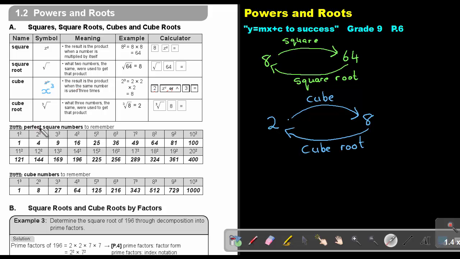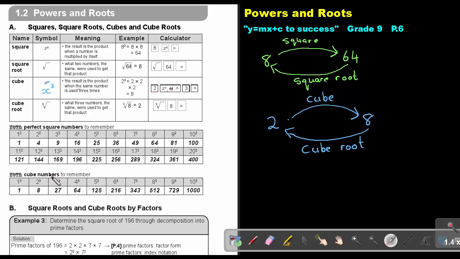Okay. Now, the perfect squares to remember. 1 square is 1. 2 square is 4. 3 square is 9. 4 square is 16. 5 square is 25. Now, it's very good if you can memorize these numbers and remember it as a sequence. 1, 4, 9, 16, 25, 36, 49, 64, 81, 100, 121, 144, 169, 196, 225, 256, 289, 324, 361, it's 19 square, and 20 square is 400. So try to remember the sequence.